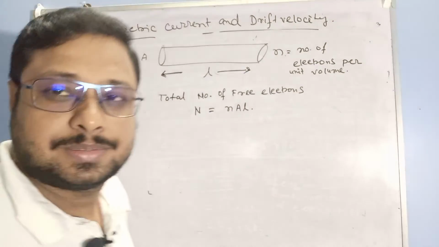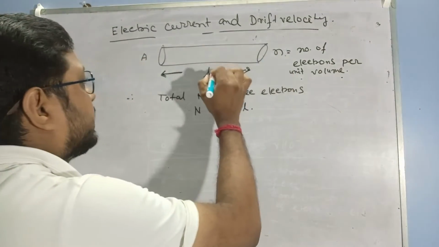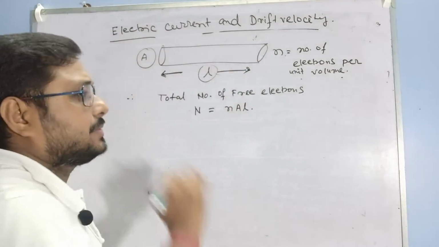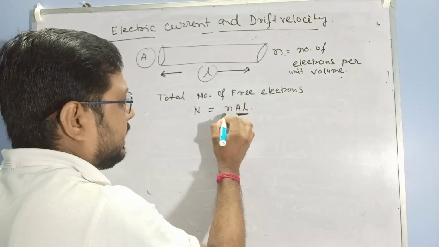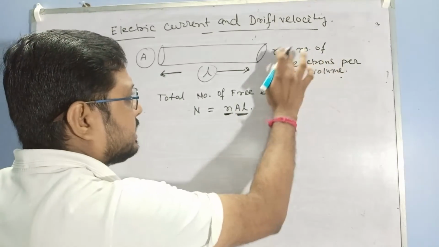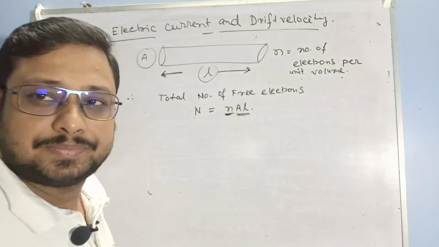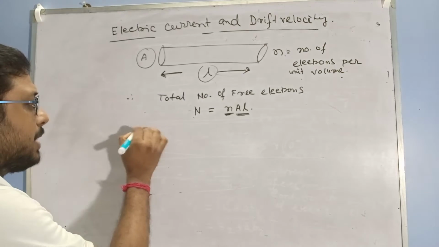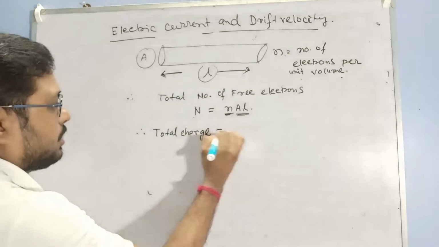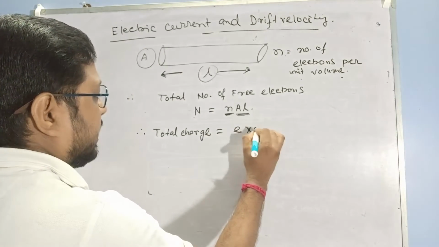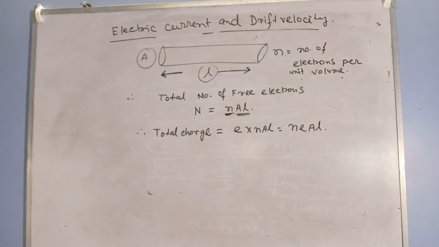Understand or not? n is the number of electrons per unit volume. What is the volume of the conductor? Cross-sectional area times length. Therefore, in AL volume the total number of electrons is nAL. If e is the charge of one electron, the total charge is e multiplied by nAL, that is neAL. This is the total charge.